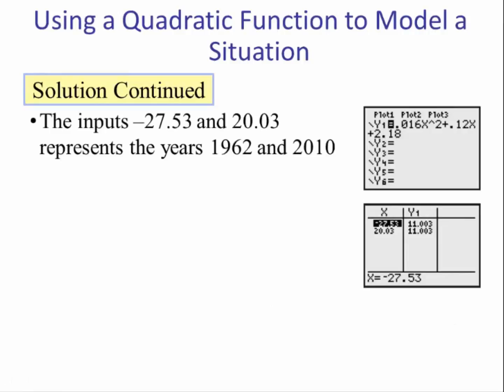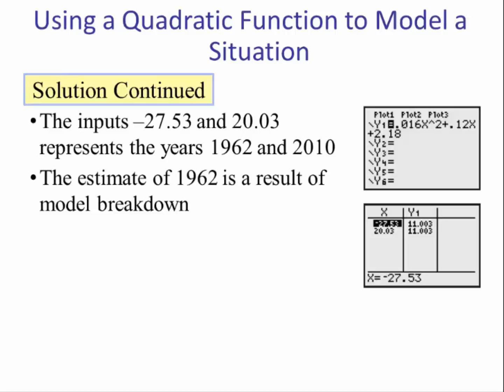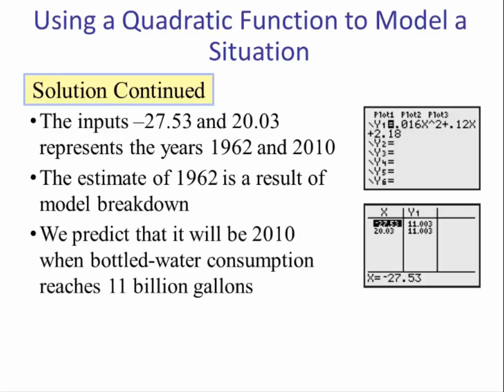Well, negative 27.53 corresponds to 1962, because T is the number of years since 1990, and 1990 minus 28 is 1962. 20.03 corresponds to 20 years beyond 1990, which is 2010. The estimate for 1962 is a result of model breakdown. We predict that it will be 2010 when the bottled water consumption reaches 11 billion gallons.